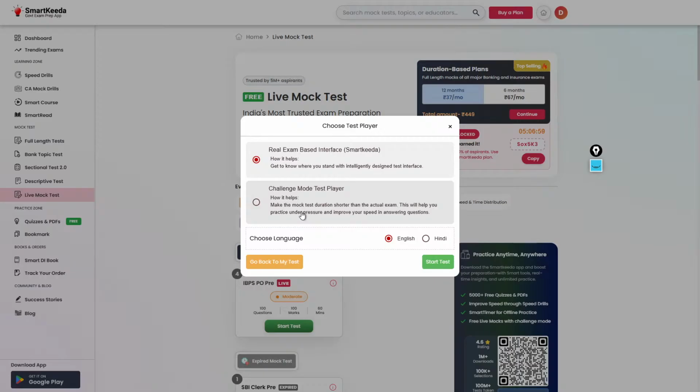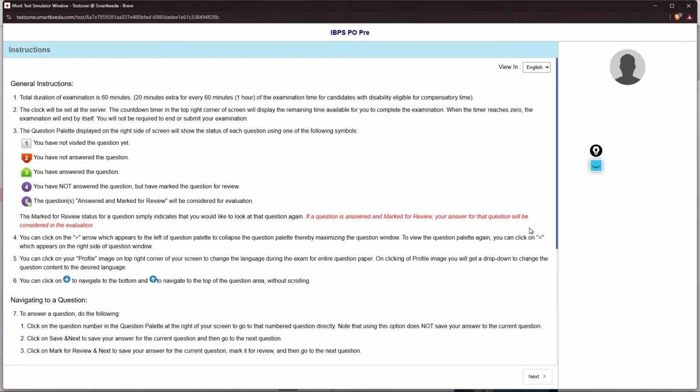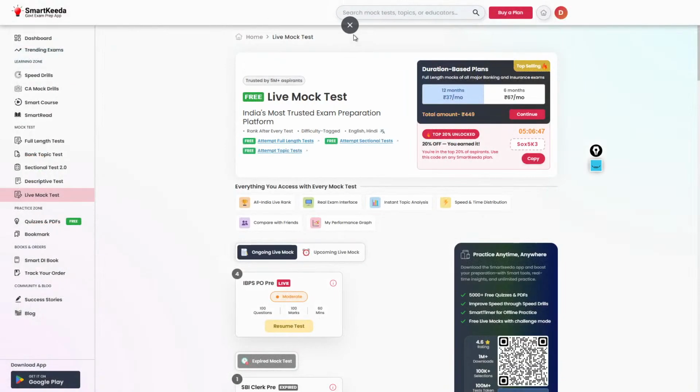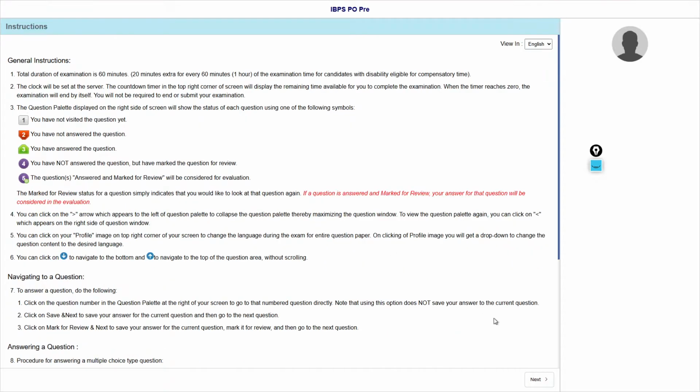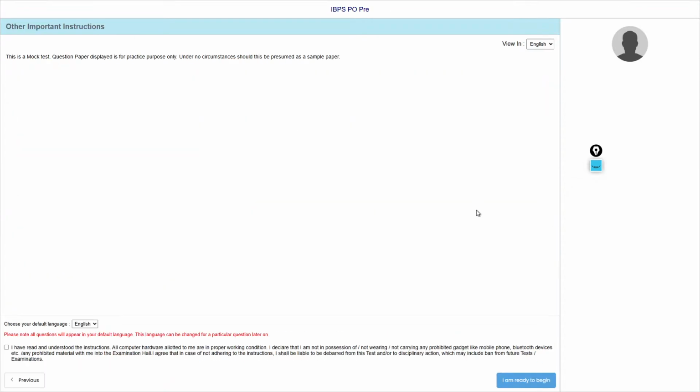Challenger mode player, how it helps mock preparation shorter than actual exam. No, I'm not that pro. So okay, start exam. So yeah, let's get started.